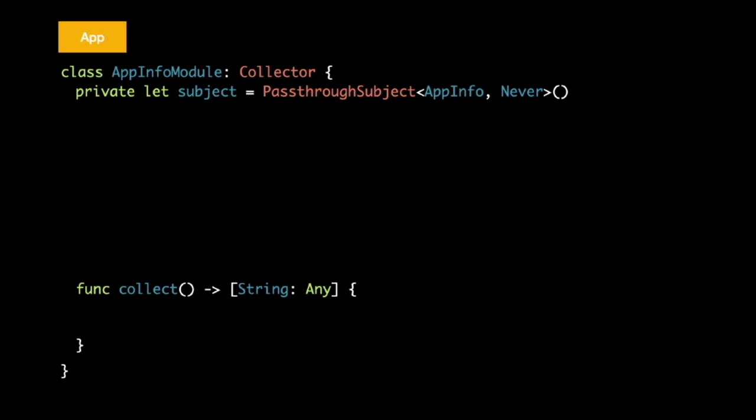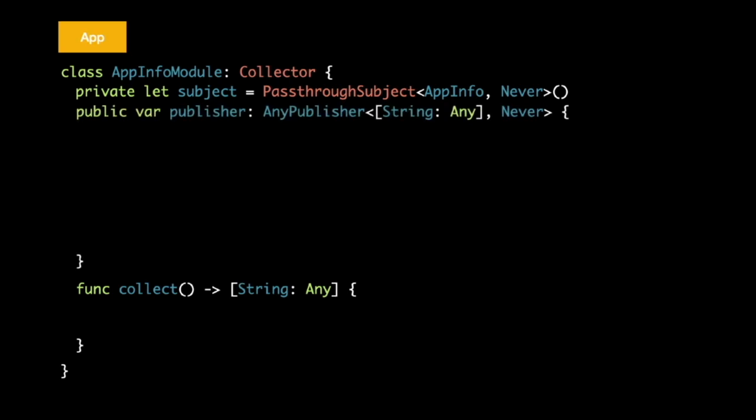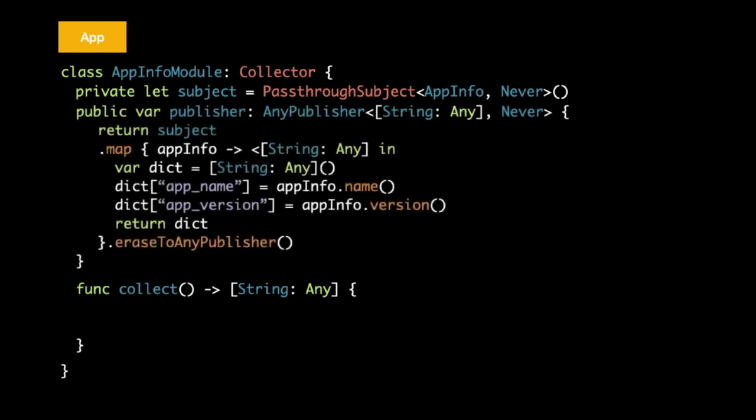So we're using this app info model internally to this module, but we really want a dictionary of string any to expose to the core module. So how do we do that? If you're thinking map, you're right. Each of our modules are going to have a public publisher property that'll publish the type the core module needs to package up that request object to send to the platform.